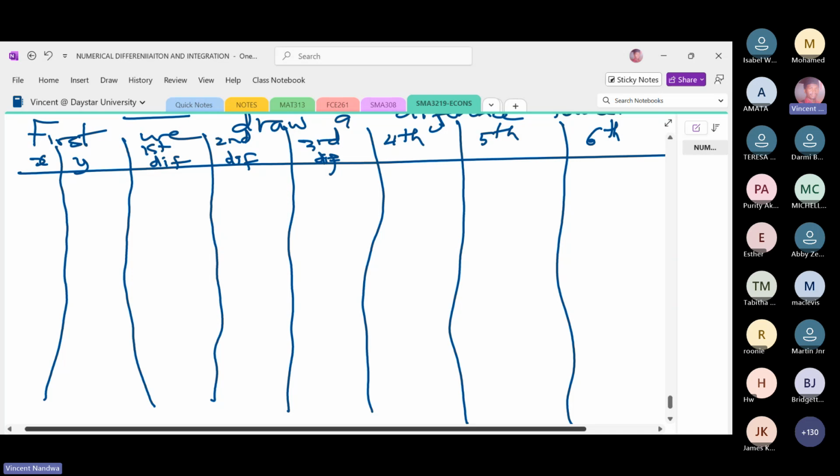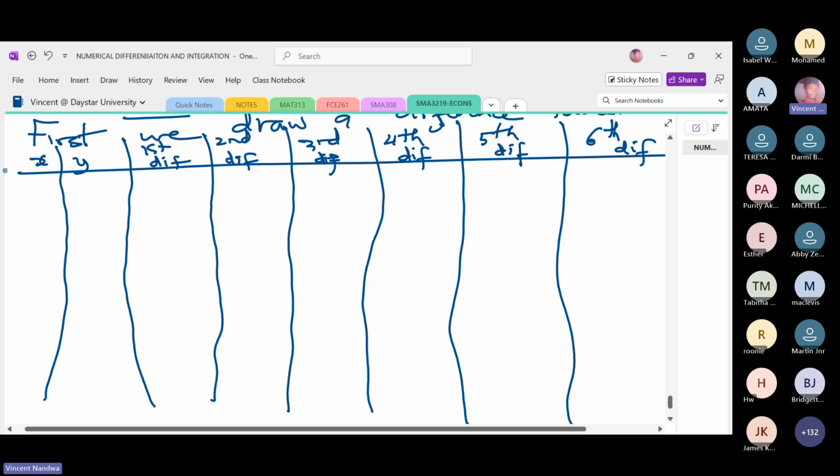I'm just calling these columns first, second, etc. differences because it's the same table that I'll use to carry out both the forward and backward interpolation formulas. So I don't have to specify either the forward operator or the backward operator, because in any case, the way we get the differences is exactly the same: lower number minus upper number.